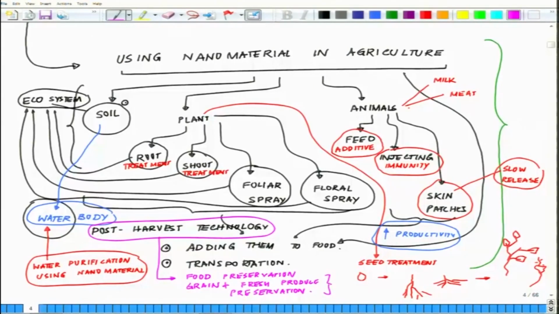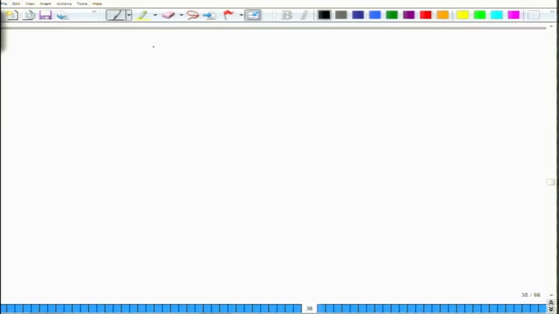So, to start off, I will begin with nanomaterials as seed treatment agents: nanomaterials to improve plant or crop productivity by seed pretreatment.